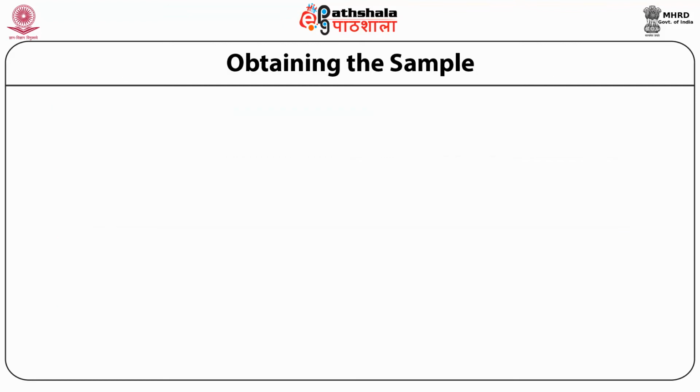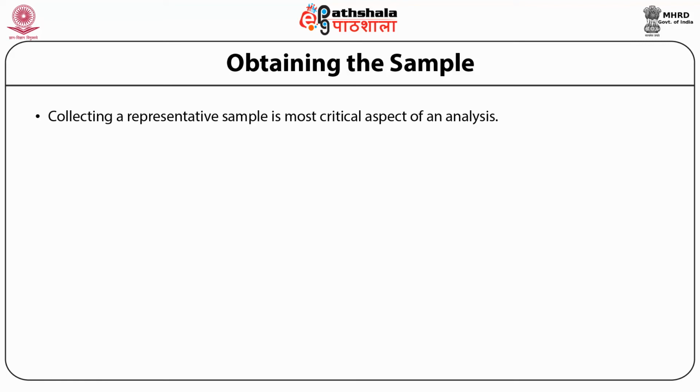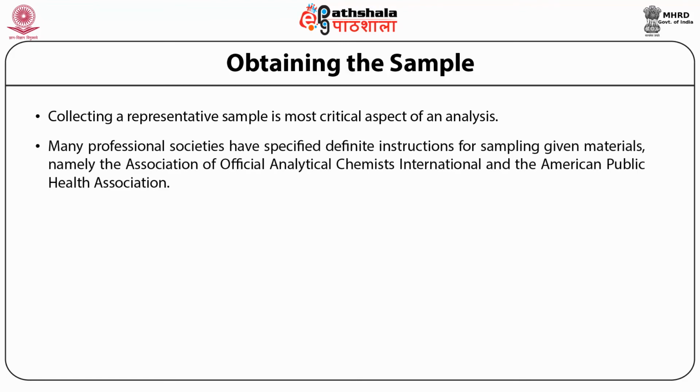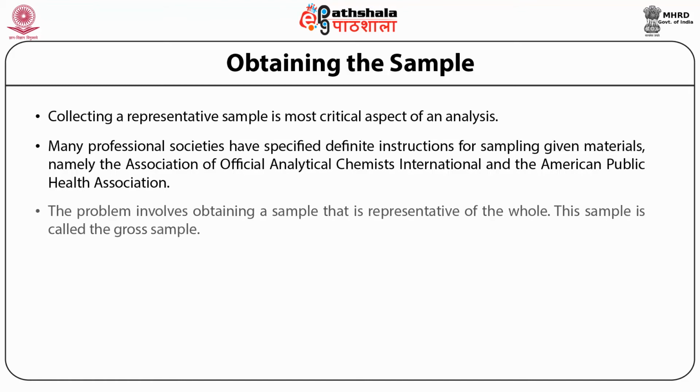Now the next is obtaining the sample. Collecting a representative sample is the most critical aspect of the analysis. Many professional societies have specified definite instructions for sampling given materials, namely the Association of Official Analytical Chemists International and the American Public Health Association. The problem involves obtaining a sample that is representative of the whole.